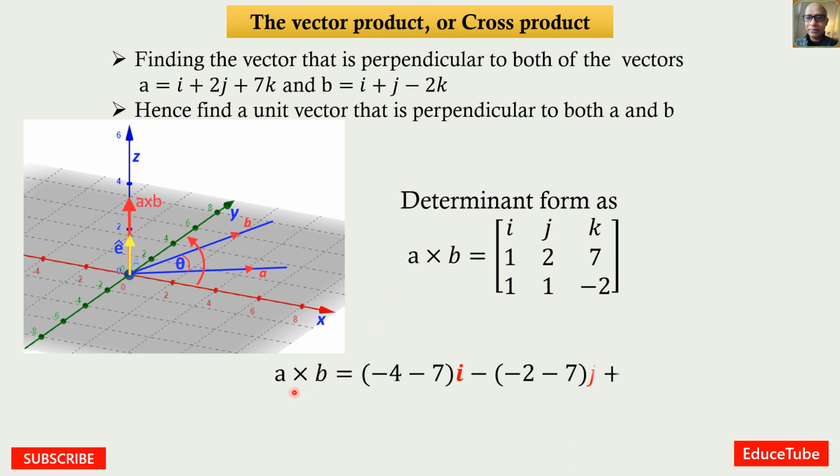Now, A cross B, I got this. So it is minus 11i plus 9j minus k. So this is the first part. Find the vector that is perpendicular to both of the vectors, because A cross B, you can see here it is perpendicular. But here I also put one small yellow arrow. It is unit length, so it is a unit vector. That diagram, the unit vector, I have to find.